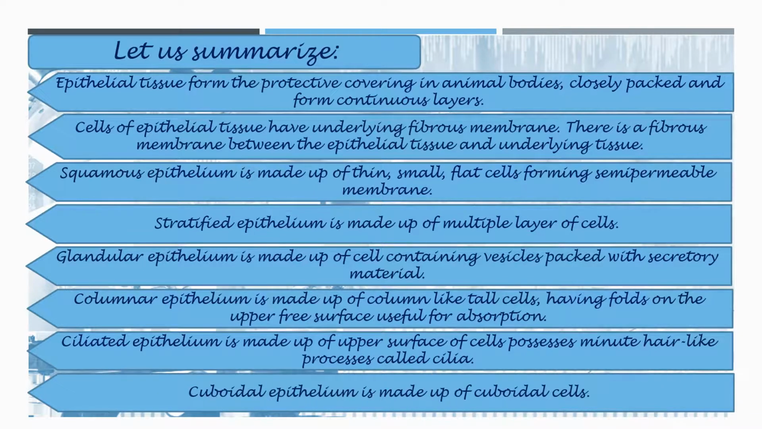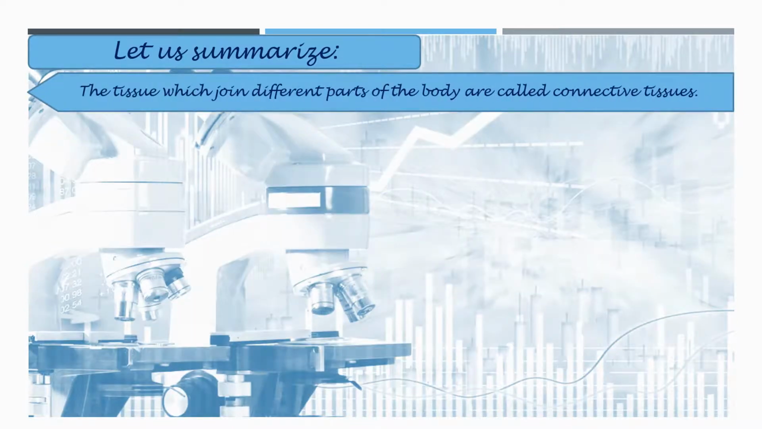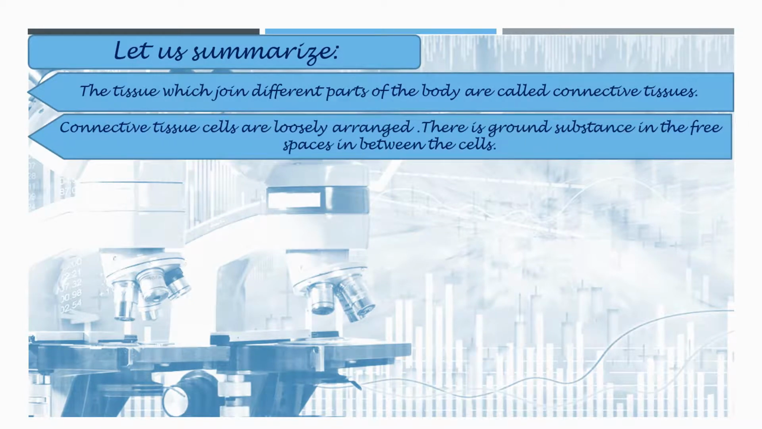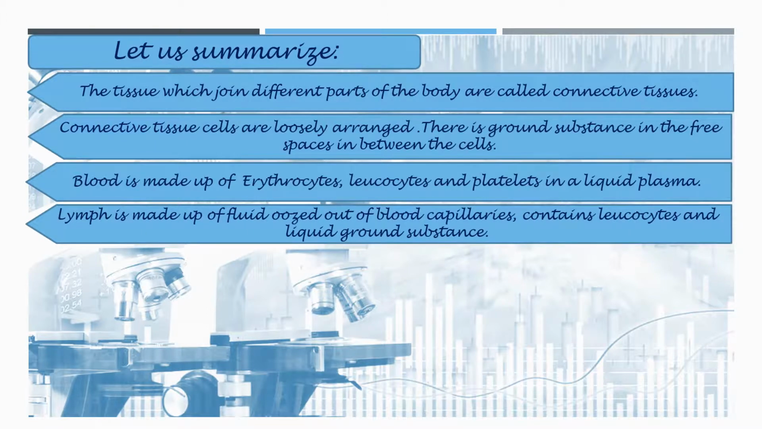Then we also studied connective tissue. The tissues which join different parts of the body are called connective tissues. The connective tissue cells are loosely arranged, and there is ground substance in the free spaces between the cells. Blood is made up of erythrocytes, leukocytes and platelets in a liquid plasma. Lymph is made up of liquid fluid oozed out of blood capillaries containing leukocytes and liquid ground substance.